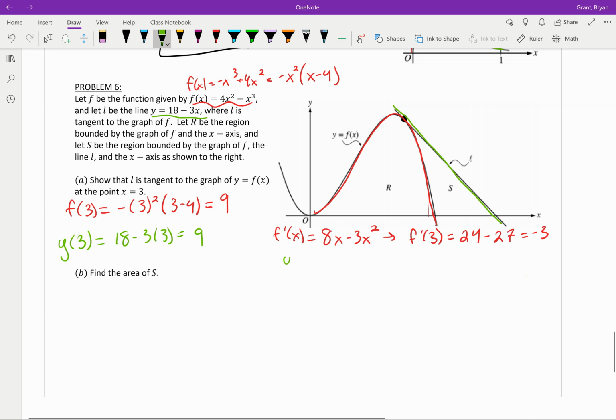Then let's do the same thing for y. y prime is just going to be negative 3.